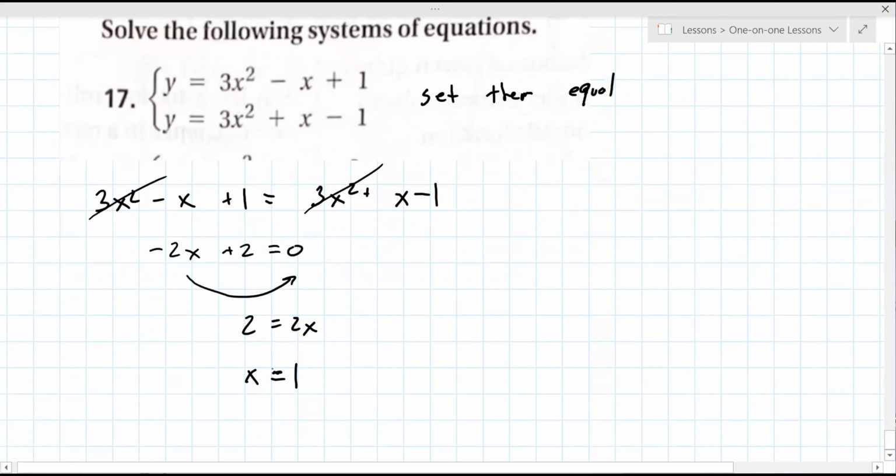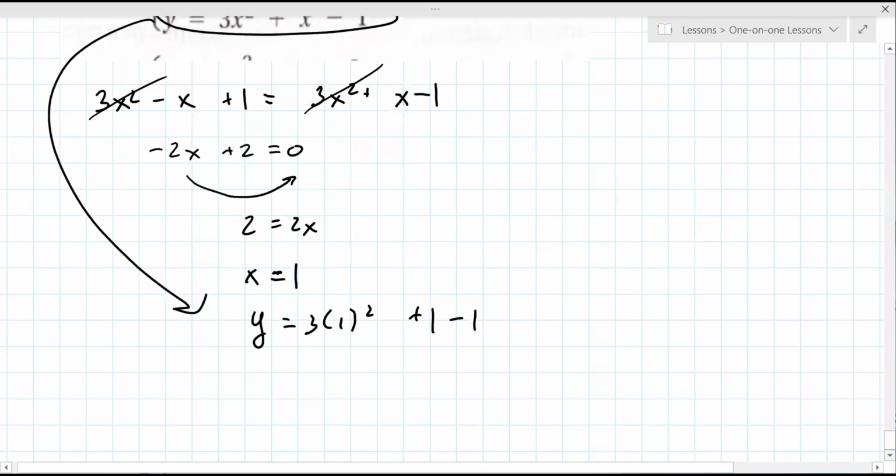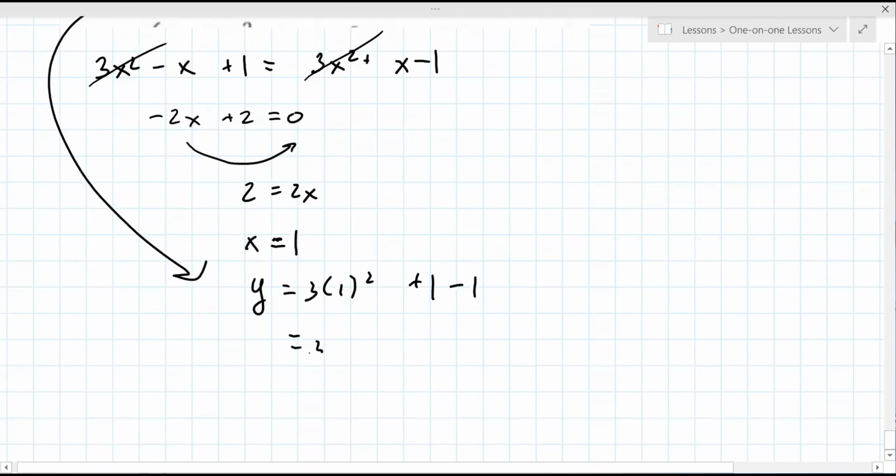To find y, you have to put this back into one of the other equations. It doesn't matter which one. I'll just choose the second one. So y equals 3 times 1 squared plus 1 minus 1. So this is 3 times 1 plus 1 minus 1. These go away, so you end up getting 3, so that ordered pair is 1 comma 3.